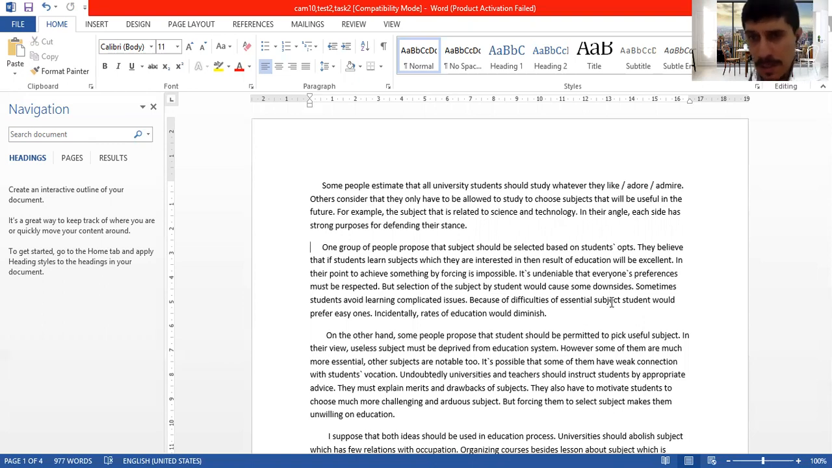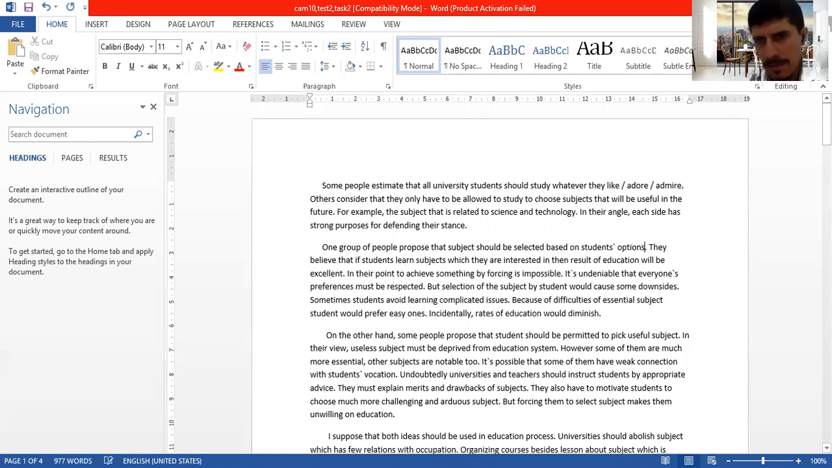"Should be selected based on students' opts." What do you mean by opts? You mean options or decisions? Opt is a verb, therefore you have to use it in the proper way. "They believe that if students learn subjects which they are interested in, then the result of education will be excellent. In their point, to achieve something by forcing," we need to put a comma here in order to increase fluency, "to achieve something by force is impossible."